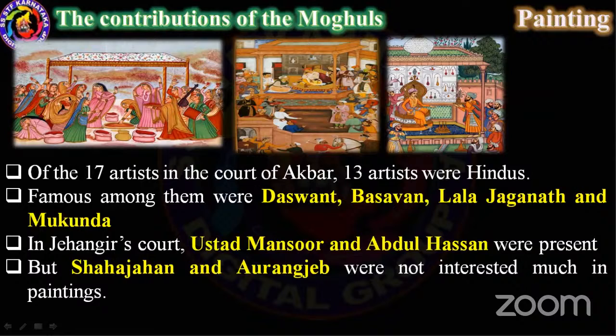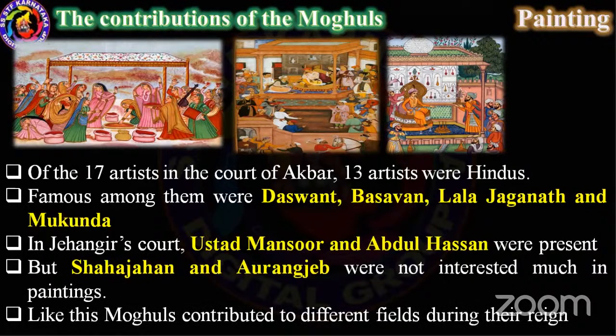Just remember, do not get any confusion here. Art and architecture were encouraged by Akbar and then Shah Jahan, and painting was encouraged by Akbar and then Jahangir. Like this, the Mughals contributed to art and architecture, painting, and administration.